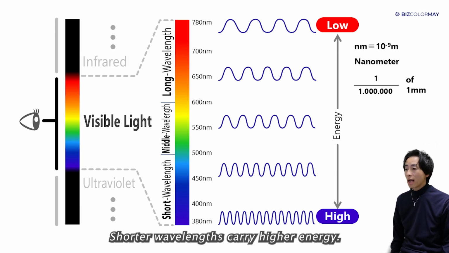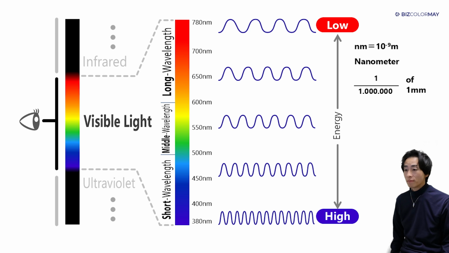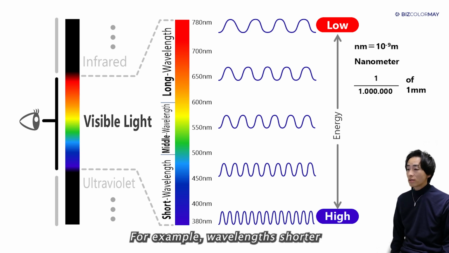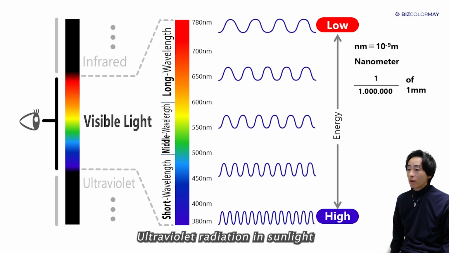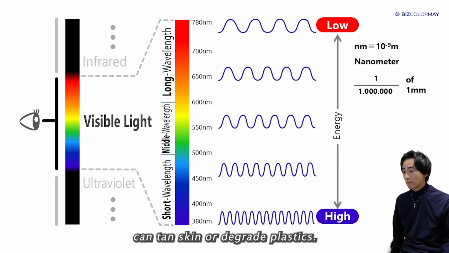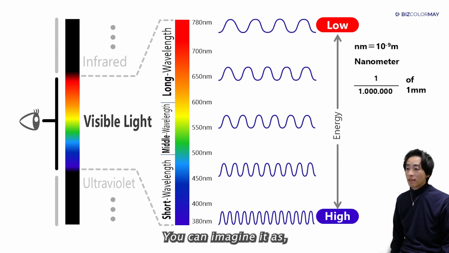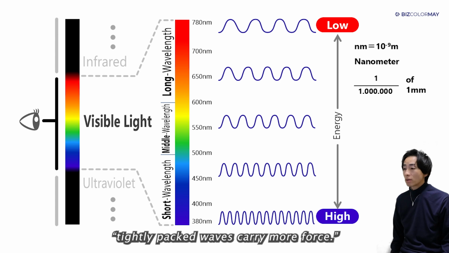Shorter wavelengths carry higher energy. For example, wavelengths shorter than 380 nanometers fall into the ultraviolet range. Ultraviolet radiation in sunlight can tan skin or degrade plastics because of its high energy. You can imagine it as tightly packed waves carrying more force.